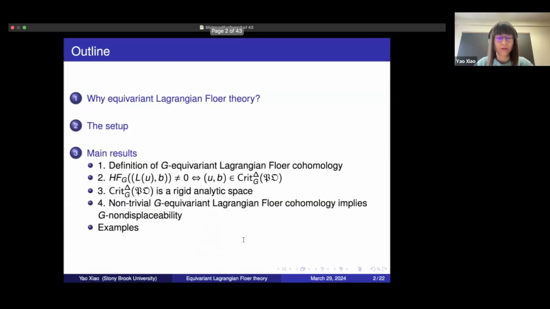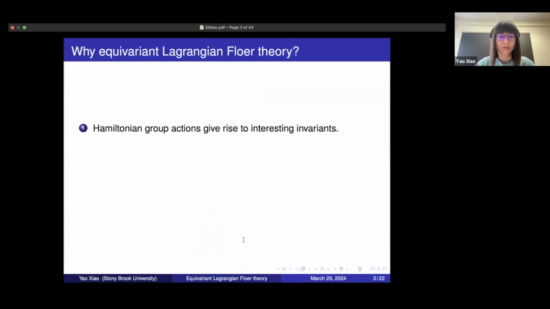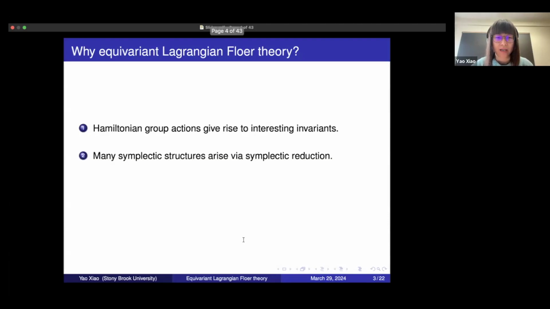Okay, so why would we care about equivariant Lagrangian Floer theory? First of all, Hamiltonian group actions usually give rise to interesting invariants. As we know from Noether's theorem, every continuous symmetry of a physical system corresponds to a conservation law. Secondly, we know many symplectic structures arise via symplectic reduction. And Kirwan has a theorem which shows that in some cases, the equivariant cohomology of the symplectic manifold is surjective to the cohomology of the symplectic reduction.